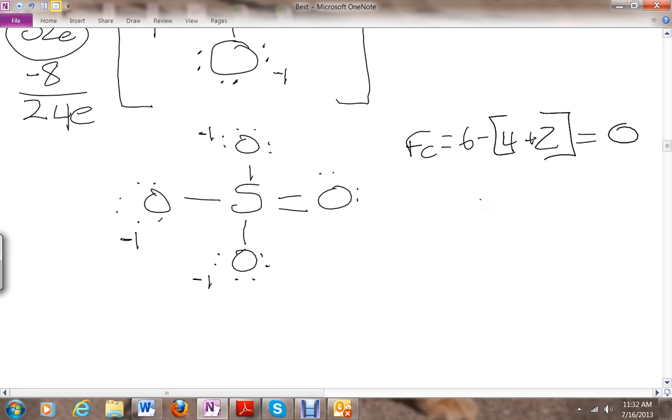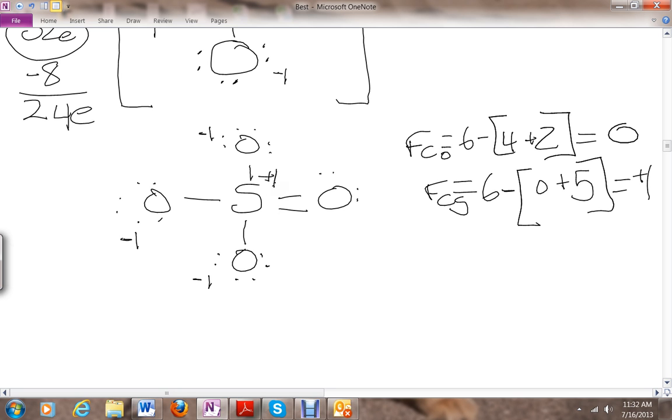Now let's look at the sulfur. Again, this is the oxygen with the double bond. The formal charge of the sulfur would be 6 minus 0 unshared and 5 bonds, so you still got a plus 1. Now, you know plus 1 minus 1 is 0, plus 0, 0, minus 2, the total charge.